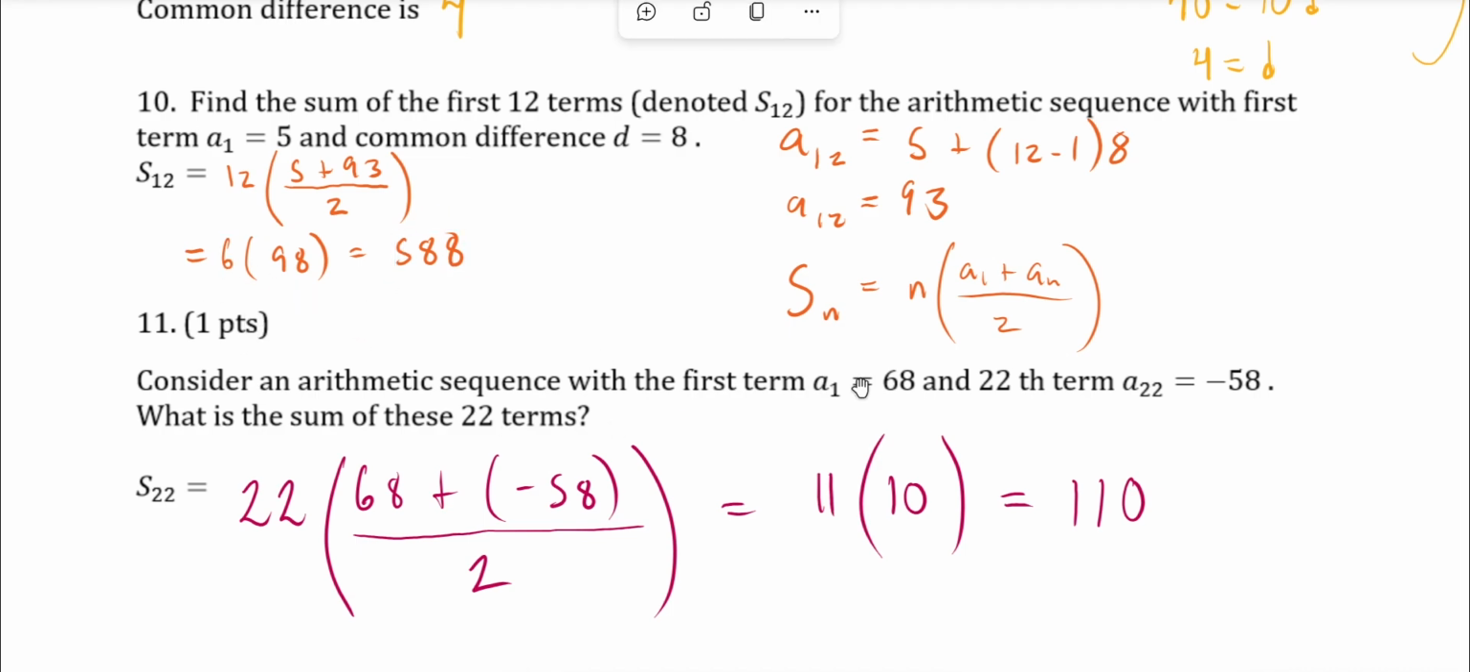For this next one, they even were so kind as to give us the a sub n. They give us a22 is negative 58, and that's the 22nd term, and they want to know what the sum of these terms is. So we just plug in a1, a22, and n itself. And this gives us an expression we can evaluate. 2 goes into 22 11 times, and the sum of these two things is 10. 10 times 11 is 110, and we're done.